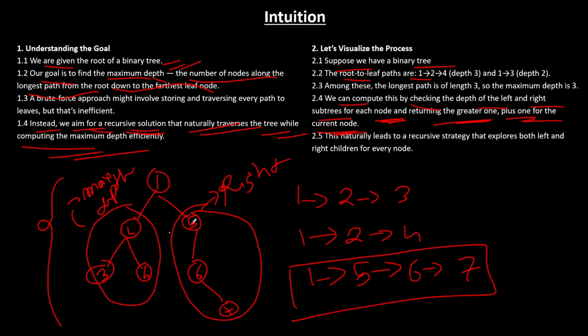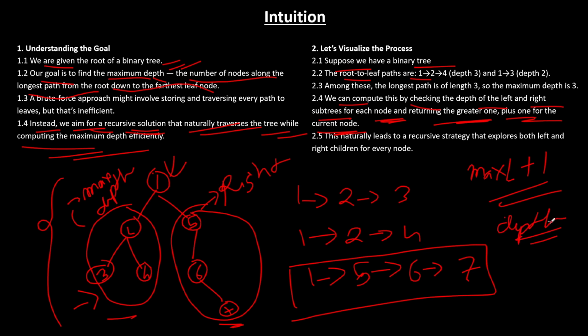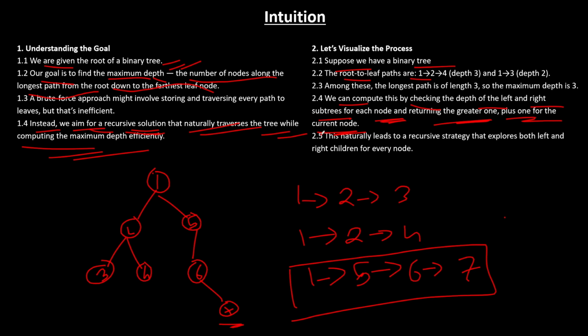If we know that, we could check the maximum from left and right. Suppose the left one comes out to be the one with the more value, right? So we take that maximum of left and right, and we add one because we have to include this node with us. That is why we take the maximum of the left subtree and the right subtree and add one to it, because of the particular node where we are standing and comparing left and right. And we get the depth for that particular node, from that particular node to the leaf node. Fine. Okay, we could do that. And this will naturally lead to a recursive strategy that explores both left and right children for every node.